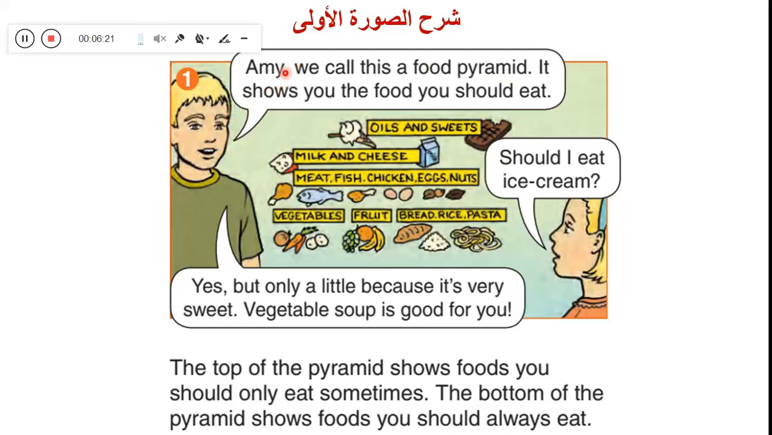What Ben is saying, Amy, we call this a food pyramid. This shape we call a food pyramid. It shows you the food you should eat. Then he asked Amy, should I eat ice cream? Should I eat ice cream? Can I eat ice cream? Let's see what her answer is.